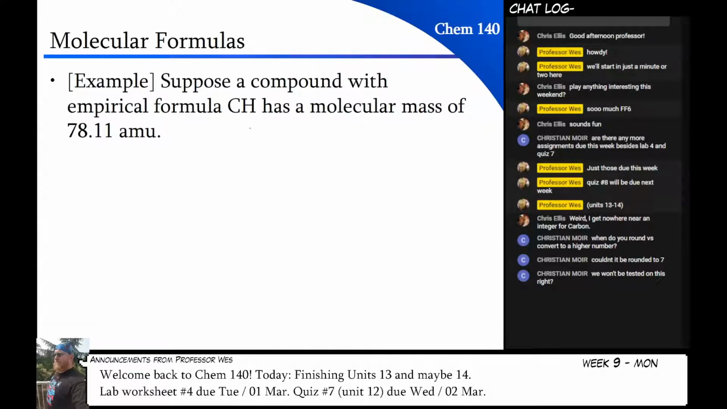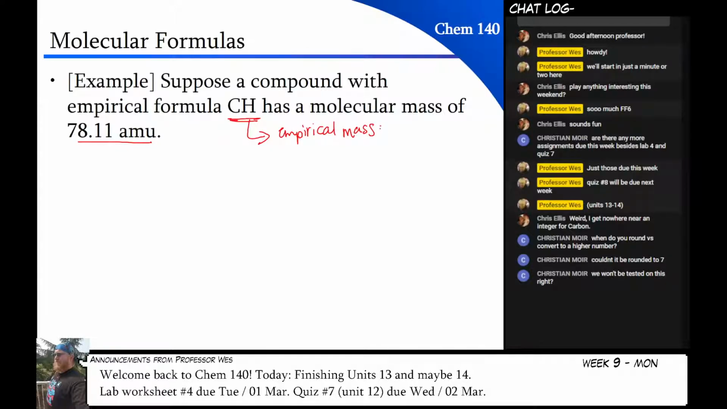So let's suppose that you figure out the empirical formula of your compound for a given problem, and this is the outcome you get: CH. And then you analyze your substance, and you find out that it weighs 78.11 AMU. So let's figure out the multiplier first. First, what is the weight of CH? What would its empirical mass be?